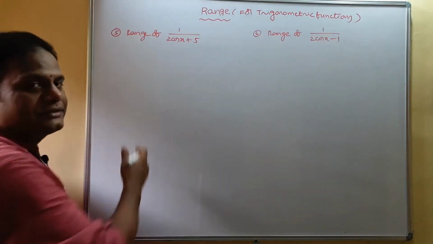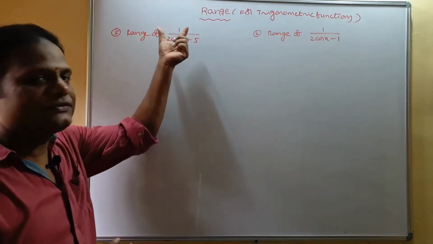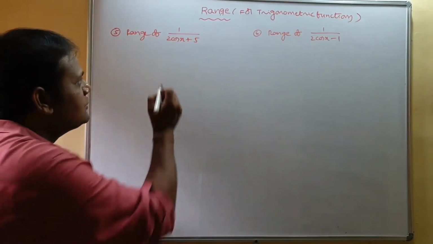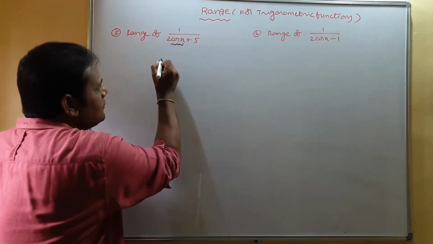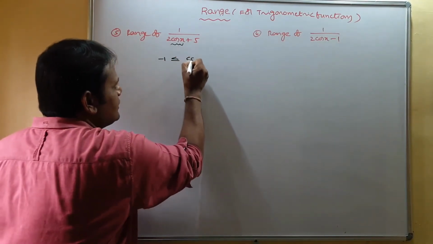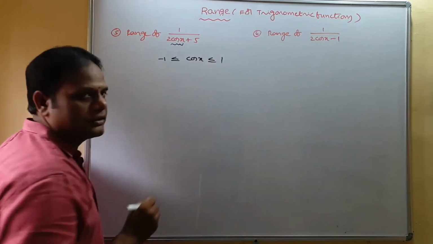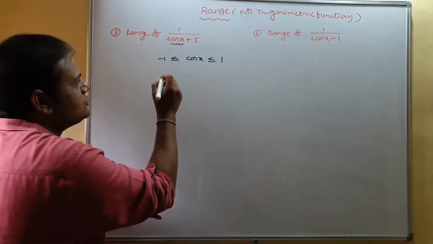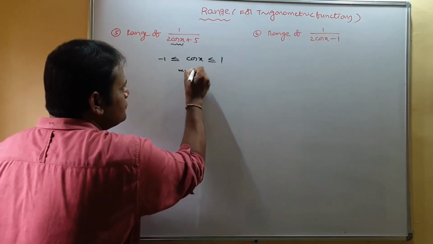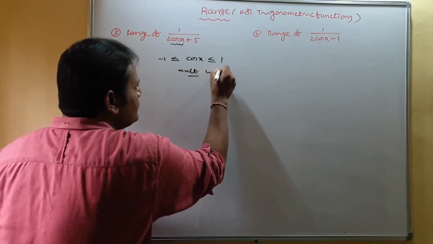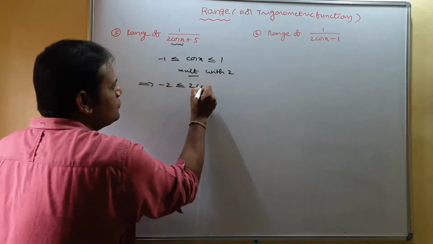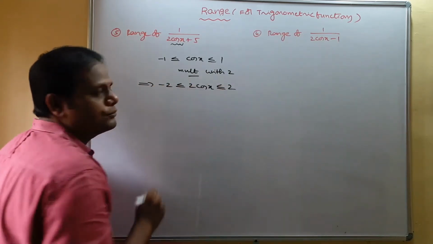See, coming to this, we have to find the range of this function 1 by 2 cos x plus 5. Listen carefully. We know about cos x. We have minus 1 less than or equal to cos x less than or equal to 1. So here we have 2 cos x, so multiply with 2. What we get, you see? Minus 2 less than or equal to 2 cos x less than or equal to 2.